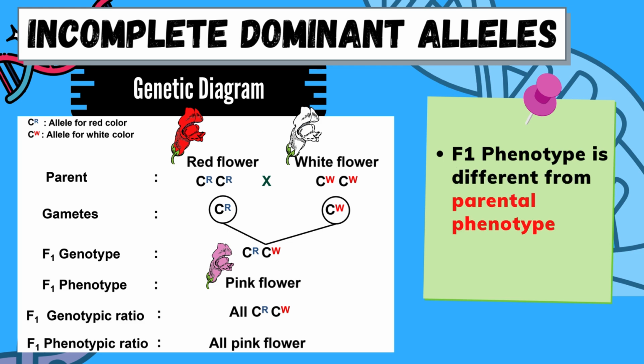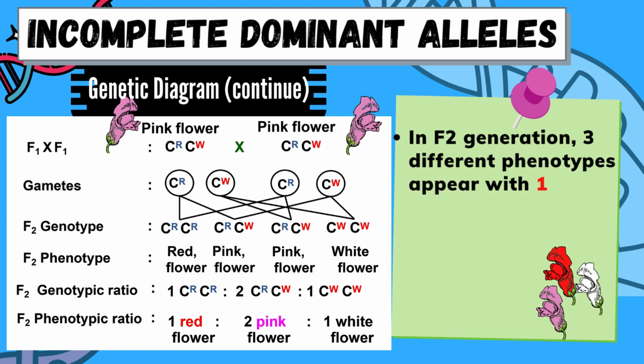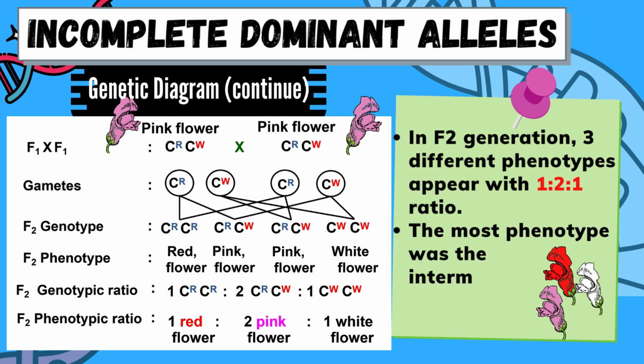Look at the genetic diagram. The F1 phenotype is different from the parental phenotypes. In the F2 generation, 3 different phenotypes appear with a ratio different from the Mendelian ratio.